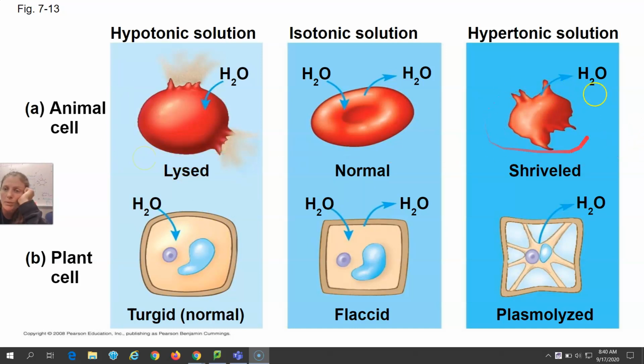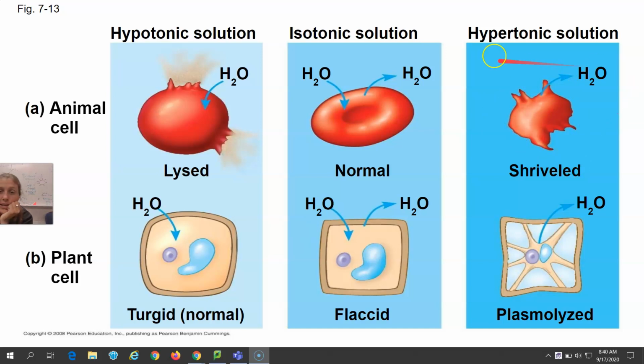We also have hypertonic, okay? So if we take this normal cell, we move it to an environment where there is more salt on the outside. Hyper means more, okay? Hypo means less, okay? So more salt in the solution on the outside in the environment, okay? Water wants to dilute the solution, so it's going to move out of the cell. Boom, boom, boom. It's going to cause our cell to shrivel, okay?